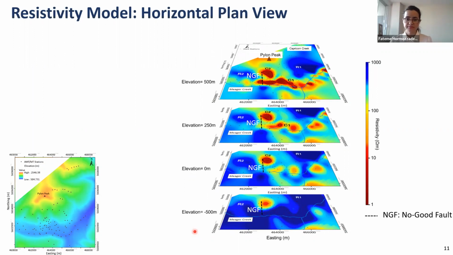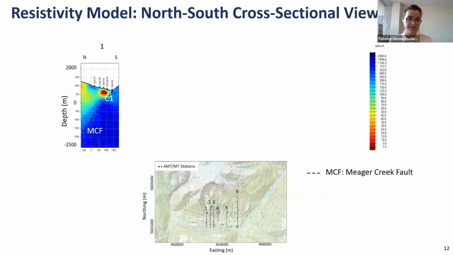So in these plan views, we saw how the Nogood fault controls the conductor C2 in the area, which could possibly provide a pathway for circulating hydrothermal fluid. Now I'm going to show you these elements on the north-south slices to see how the Meager Creek fault can affect these results. So in the north-south slices, we can see the spatial relationship of conductors here by looking from the west to the east of the model.